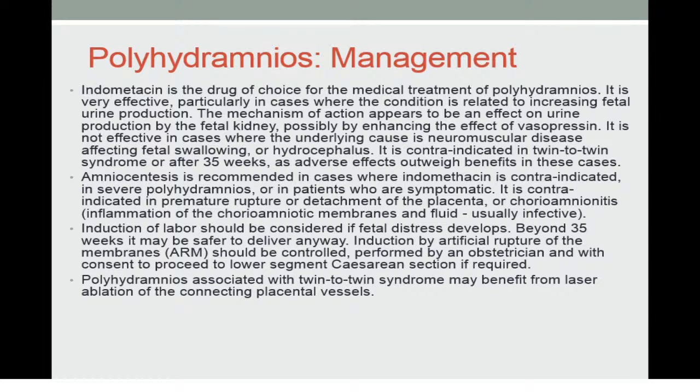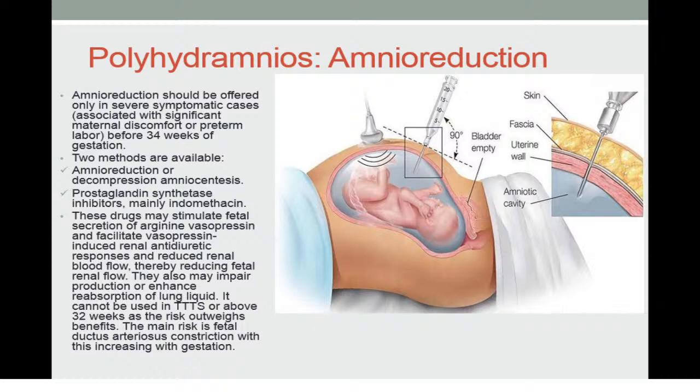Polyhydramnios associated with twin-to-twin transfusion syndrome may benefit from ablation of the connective placental vessels. Here is presented how it is done. Amnio reduction, amniocentesis with suction, removal of some portion of amniotic fluid. Amnio reduction should be offered only in severe symptomatic cases associated with significant maternal discomfort or preterm labor before 34 weeks of gestation.